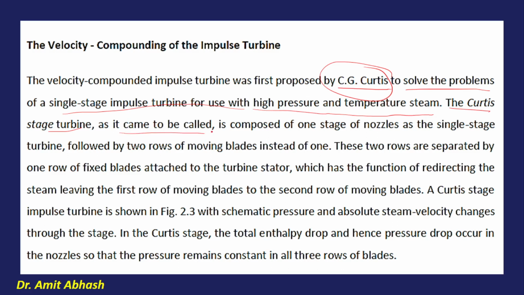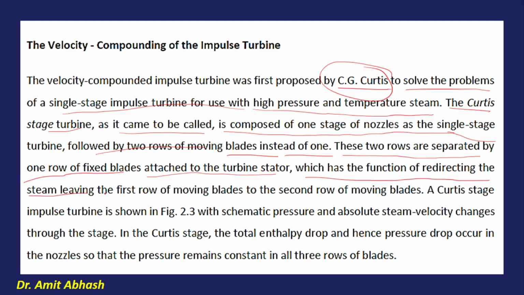As it came to be called, it is composed of one stage of nozzle as in a single stage turbine, followed by two rows of moving blades instead of one. These two rows are separated by one row of fixed blades attached to the turbine stator, which has the function of redirecting the steam leaving the first row of moving blades to the second row of moving blades. A Curtis stage impulse turbine is shown in the figure.